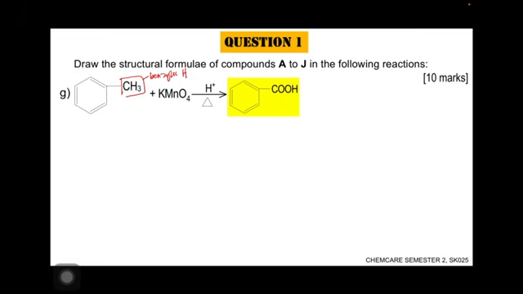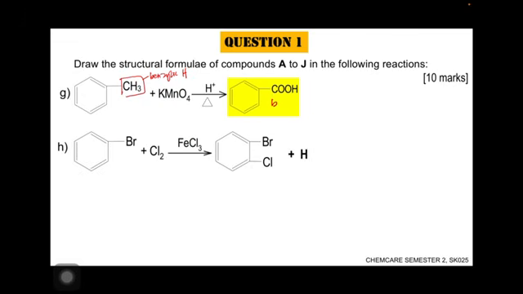So you will produce benzoic acid. Okay, it doesn't matter how many carbons you have in your side chain. Tak kisah berapa banyak carbon kita ada pada side chain. Yang penting ada benzylic hydrogen, then undergoing oxidation will produce benzoic acid.